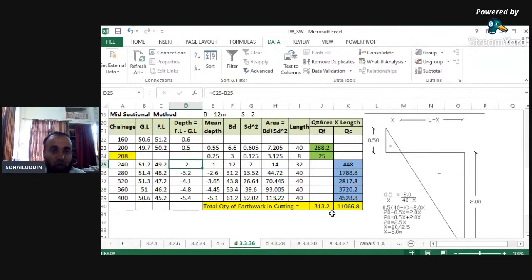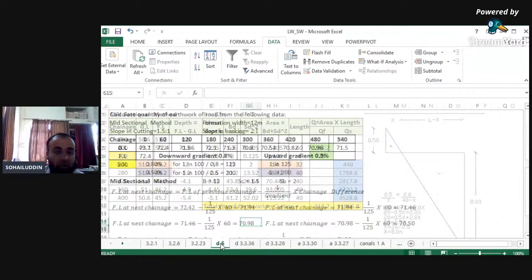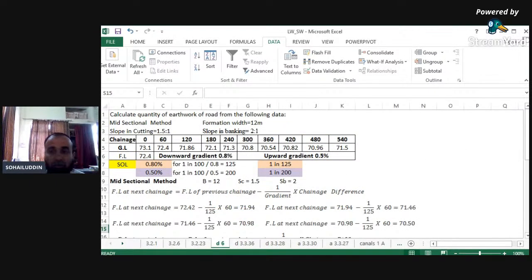So this problem is again simple, but in this case cutting and filling both slopes were the same, and FL was not given. So with the help of the various chainages and the starting formation level, we have calculated the different formation levels for various chainages. The next problem is most important, in which we have to find out the earthwork again, but here the data is somewhat different. With the help of that data, we have to find out the various things.